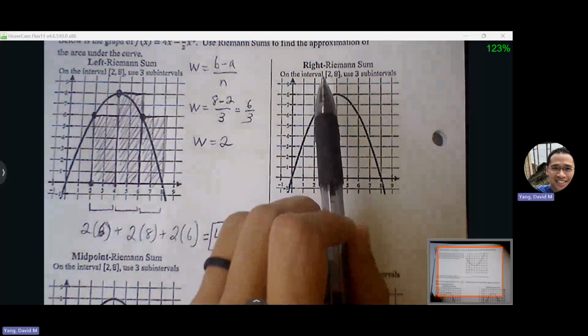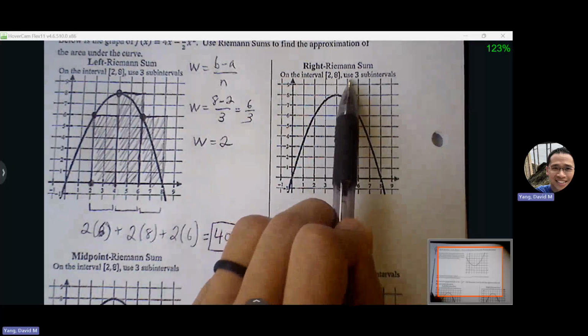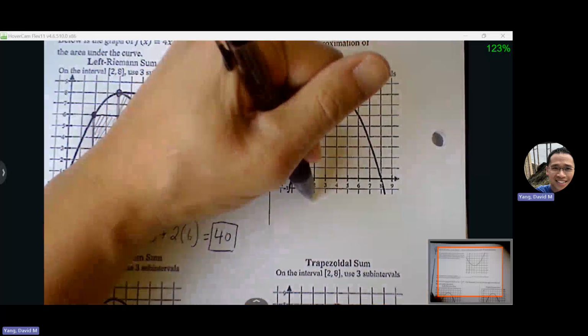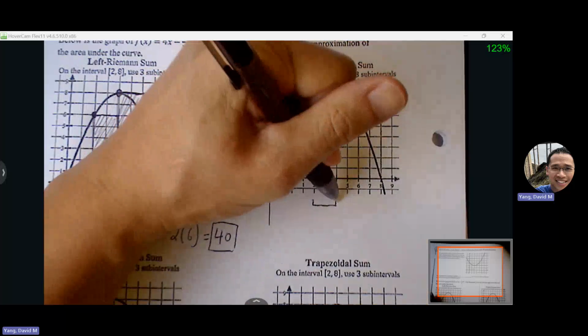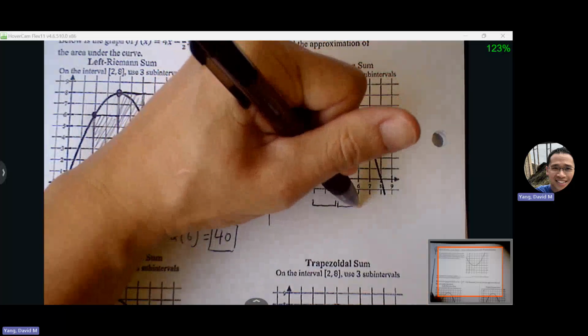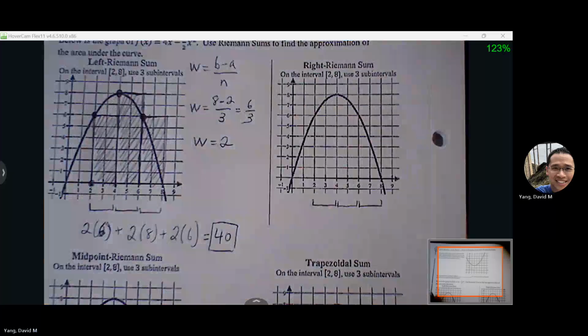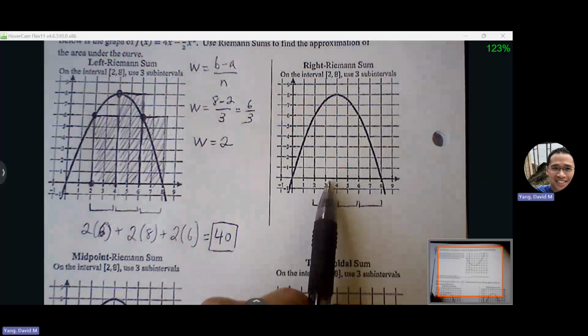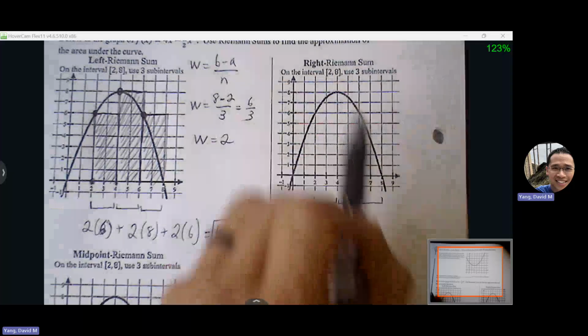Next up, right Riemann sum. Same width, same a and b value, same interval. So 2 to 4 is my first rectangle, 4 to 6 is my second, 6 to 8 is my third. Now we're going to use the right endpoint to see where the right endpoint is hitting the curve.